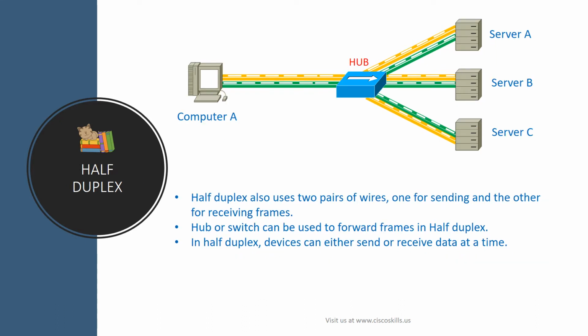Now, let's see how the data is transferred in half duplex mode. Like full duplex, half duplex also uses two pairs of wire, one for sending and the other for receiving frames. A hub or switch can be used to forward frames in half duplex. In half duplex, devices can either send or receive data at a time.